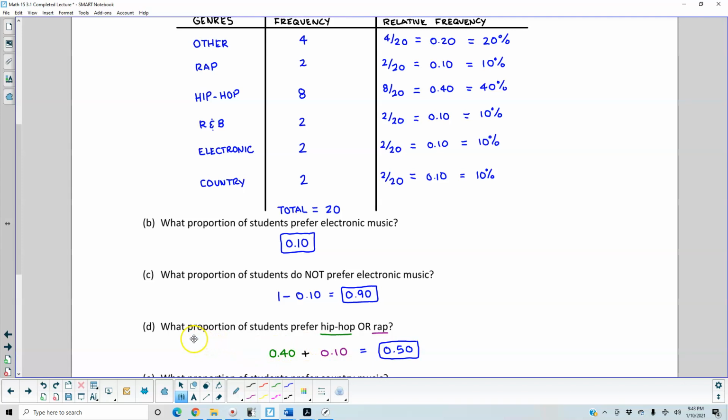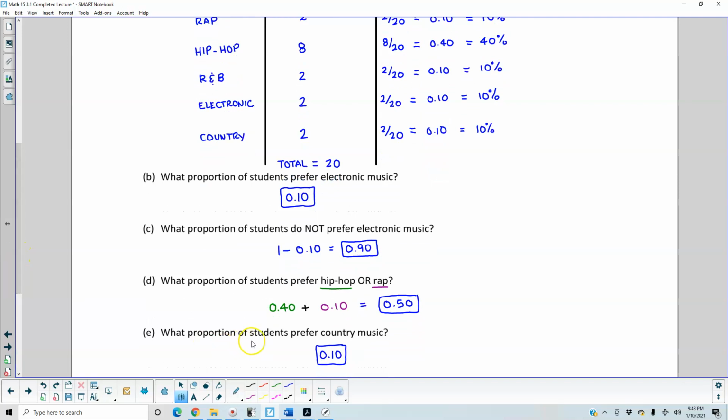For part D, it says, what proportion of students prefer hip-hop or rap? Now remember, the or statement means that you combine them together. So for hip-hop, we know that the proportion is 0.40. For rap, we know the proportion is 0.10. So if we combine them by adding them together, the proportion of students that prefer hip-hop or rap is 0.50. Or we can say that's 50%. Next is, what proportion of students prefer country music? Well, again, the proportion here is 0.10.